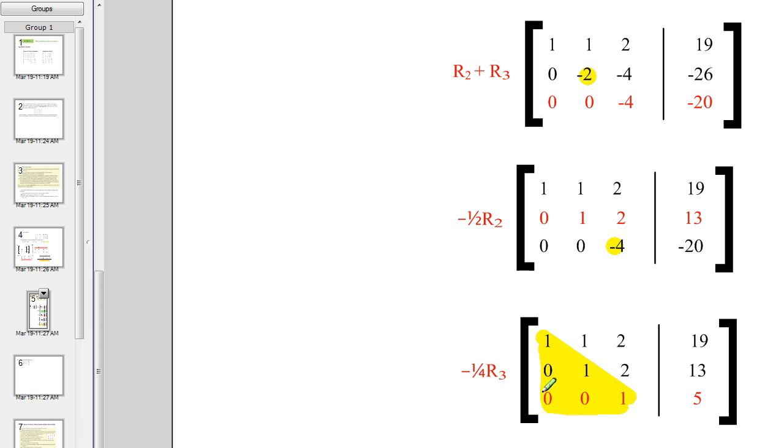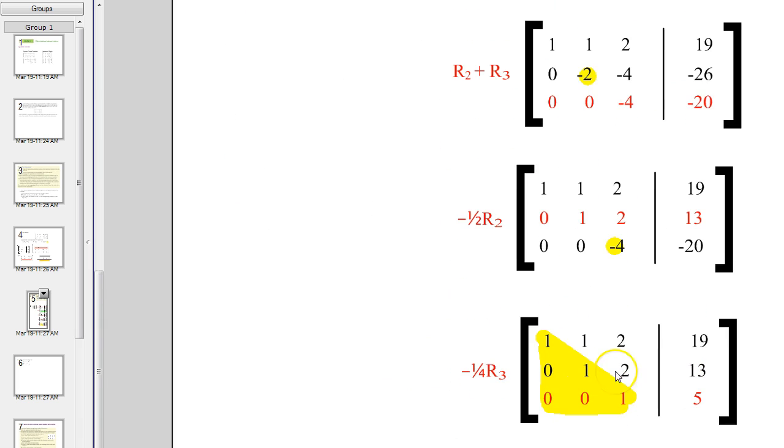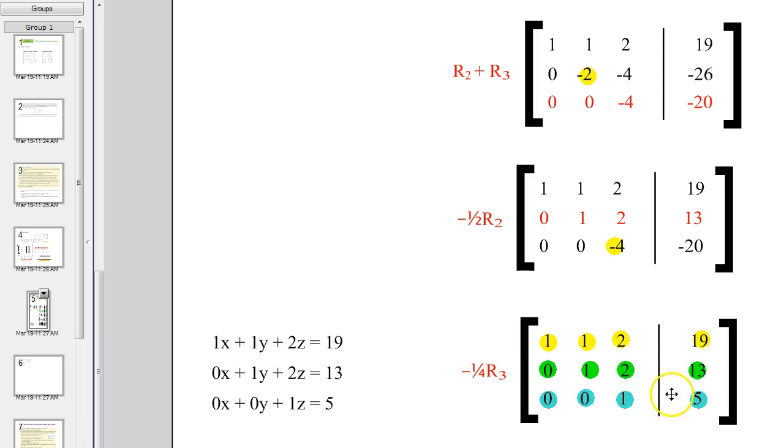Now think about what that means. Think about how we went from here to here. We just took the numbers in front of x, y, and z and plugged them in on this side. We took the constants on the right side of the equals and plugged them in here. Well, this means the same thing as the original. It's just got these 1s and 0s now. So this REF form of the matrix, the top row, 1, 1, 2, 19, means 1x plus 1y plus 2z equals 19.